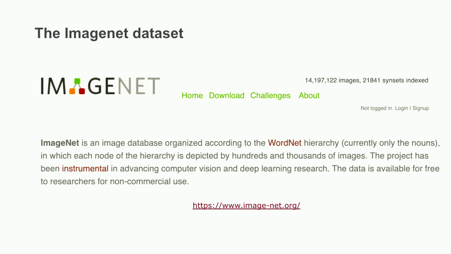So here's where we discuss the ImageNet dataset. This is a huge dataset that contains 14 million images organized in a hierarchy of objects. Each category in this hierarchy contains hundreds to thousands of labeled images. This dataset shaped modern computer vision and deep learning by providing enough data to train deep neural networks.